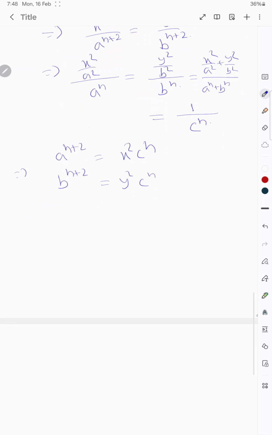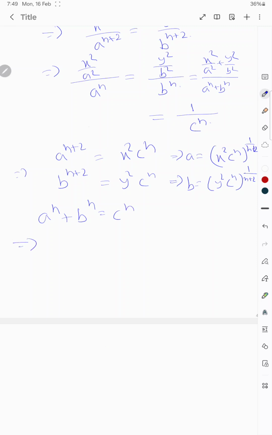Now what is your a basically? So a, you can say, is x square c to the power n whole to the power 1 by n plus 2. And what is your b? b is your y square c to the power n whole to the power 1 by n plus 2. So now you use the relation a to the power n plus b to the power n equal to c to the power n.